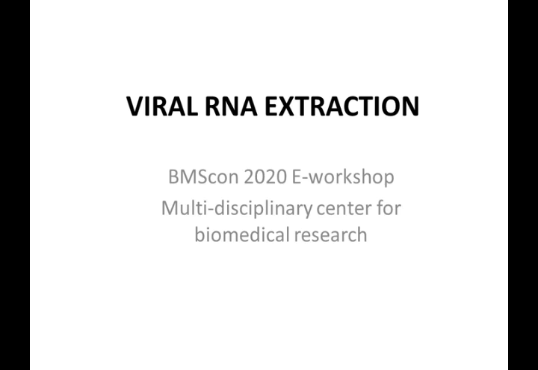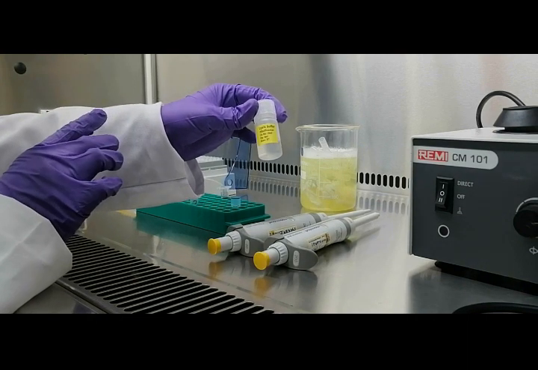The contents of the kit include mini spin columns, collection tubes, lysis buffer, wash buffer 1, wash buffer 2, elution buffer, and carrier RNA. The carrier RNA should be stored at -20 degrees Celsius. Wash buffers are supplied as concentrates. Before using for the first time, the appropriate amount of ethanol, 96 to 100%, is added to the wash buffers as indicated on the bottles. Now let's go to the procedure.